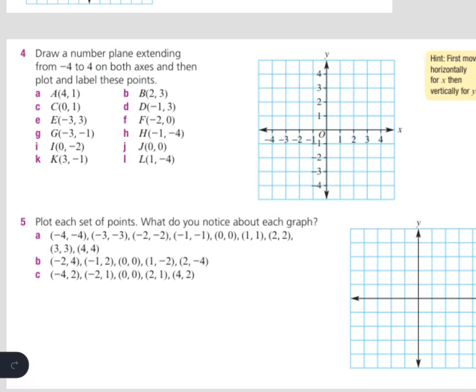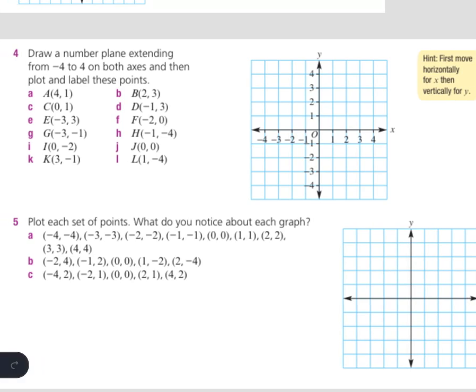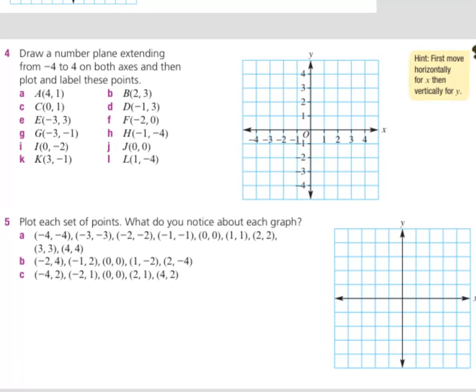All right. Draw a number plane from -4 to 4. It's already given to us, so that makes it a bit easier. And then just putting in these points. So at 4, 1, we're going to have A. So 4, 1. That's my A. I'm not going to label it on the graph. It'll end up looking like a mess with the writing.